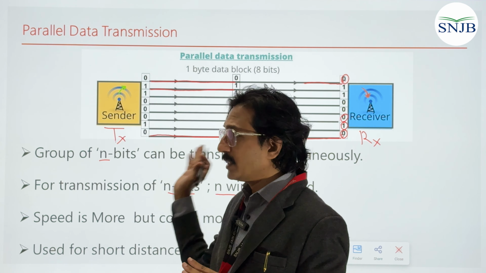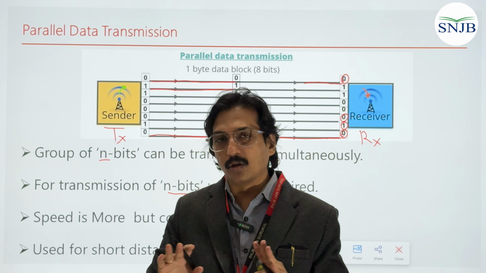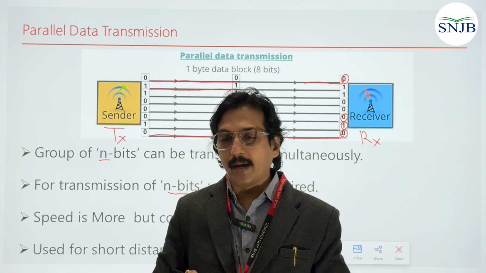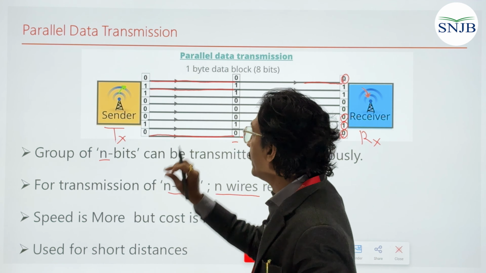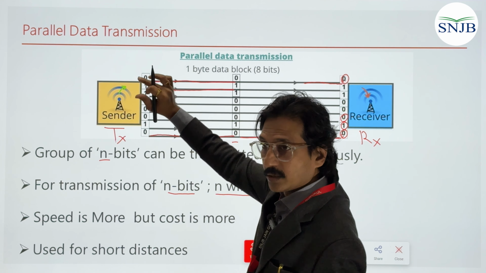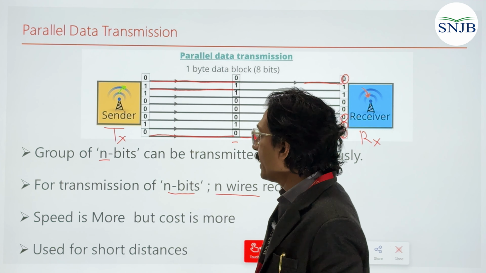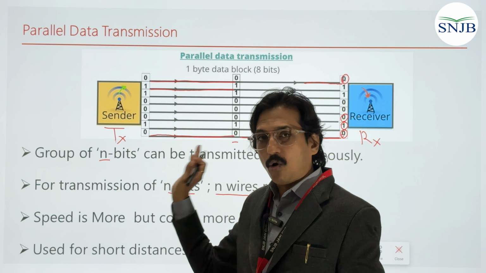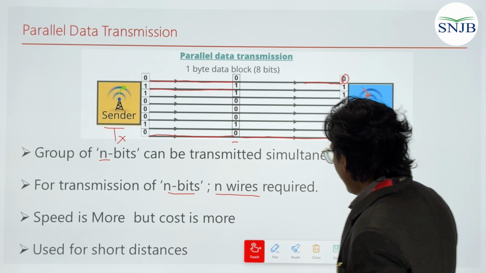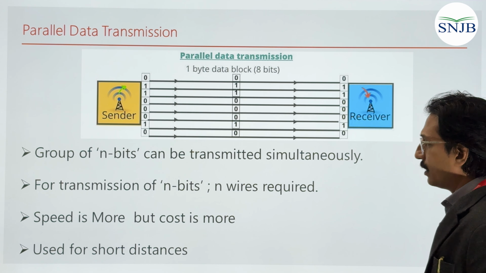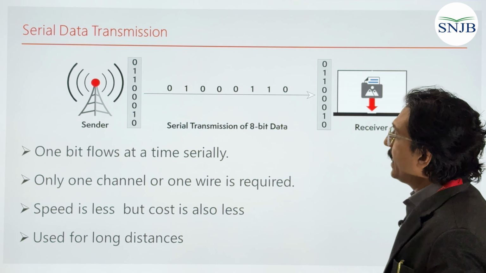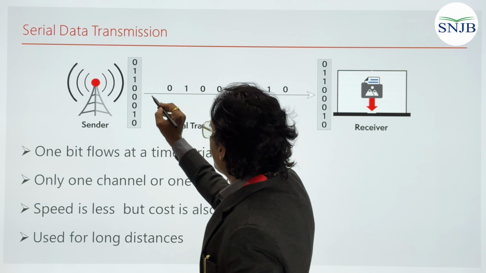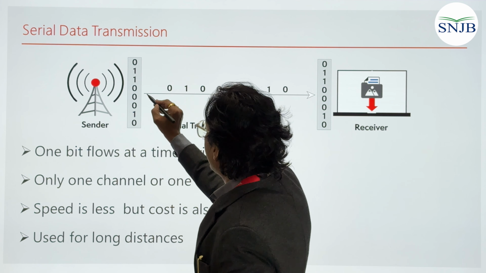Parallel is not going to transmit over longer distances because it may raise electromagnetic interference between neighboring lines. That's why it is not preferable for longer distances. So this is about parallel data transmission. In serial data transmission, there is only one channel, only one cable.